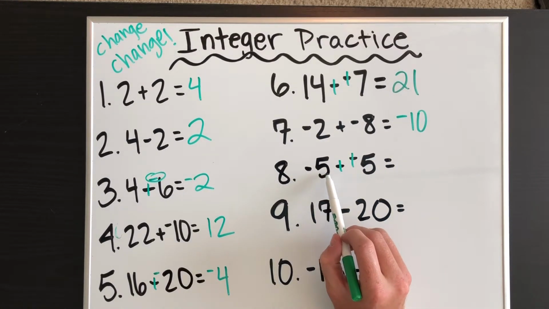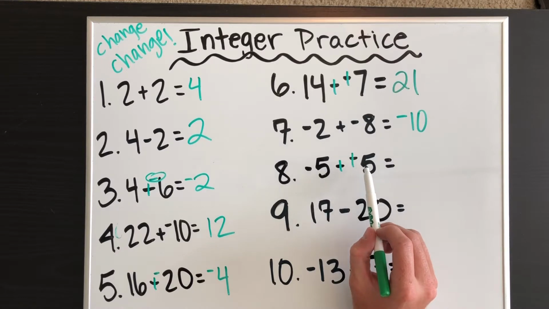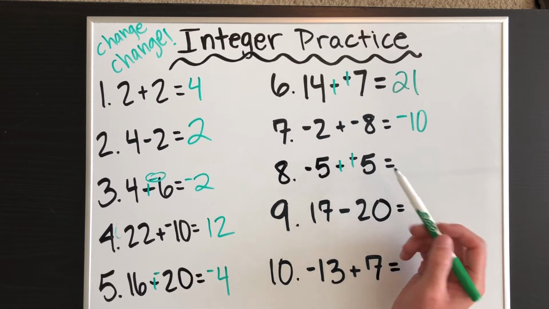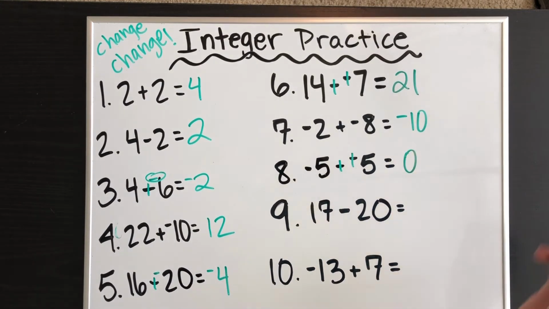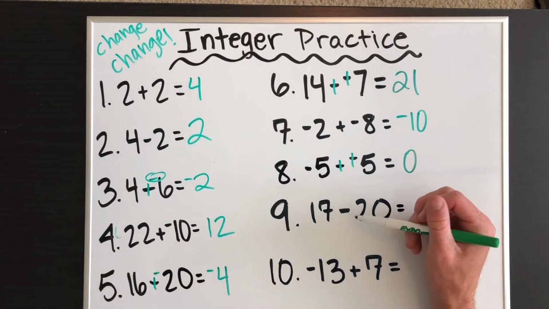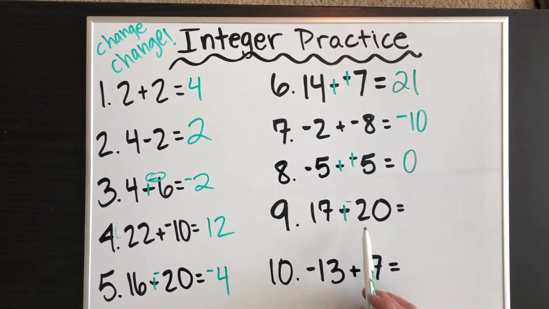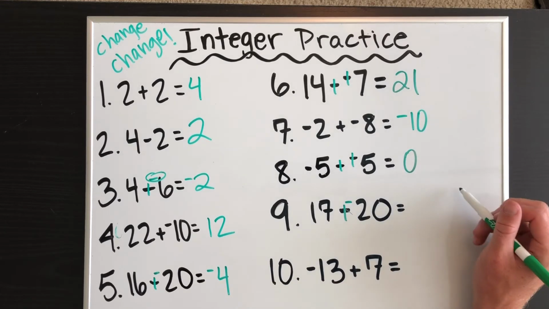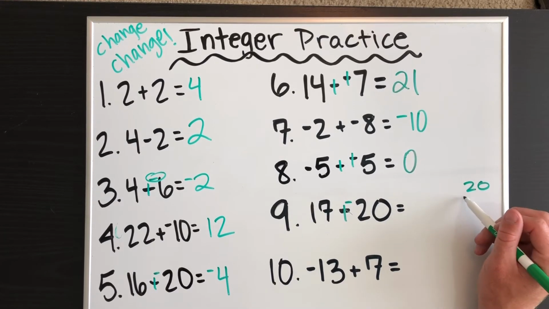So negative 5 plus 5 essentially is 0. Okay, right here, what do we do? Change. So change. Okay, we have a negative 20 and a positive 17. When we have opposites, all we do is subtract them and take the sign of the bigger number. So 20, and we subtract by taking the larger number, just like we would do this to make it simple.